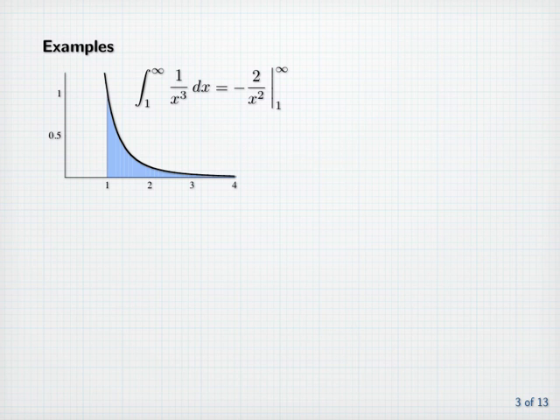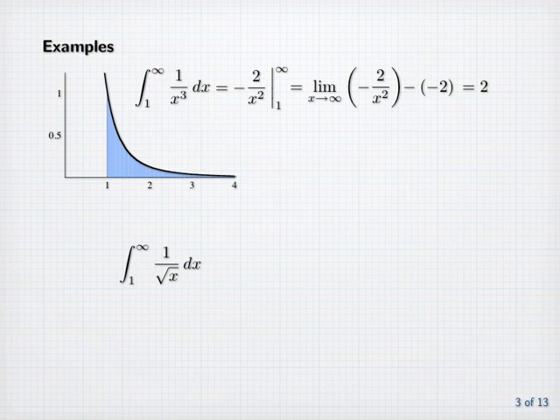Evaluation at infinity means take the limit as x goes to infinity of minus 2 over x squared, and then we subtract the value of minus 2 over x squared at 1, which is negative 2. Now as x goes to infinity, minus 2 over x squared approaches 0, and so we get 0 minus negative 2, or 2. Another example, the integral from 1 to infinity of 1 over the square root of x dx.